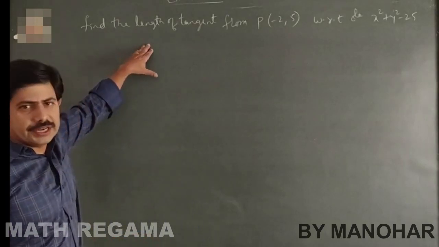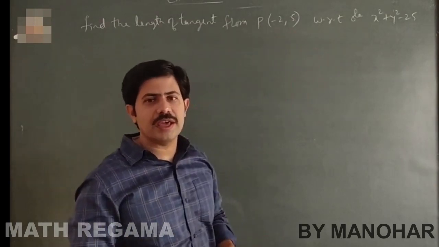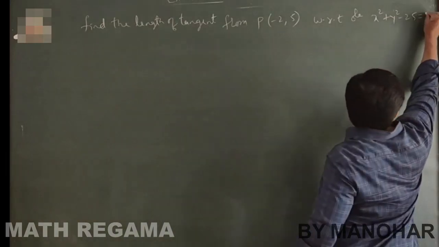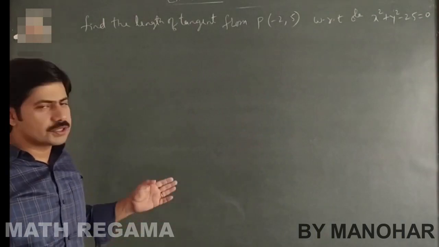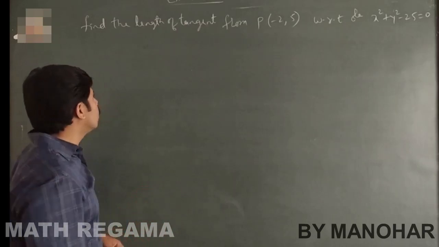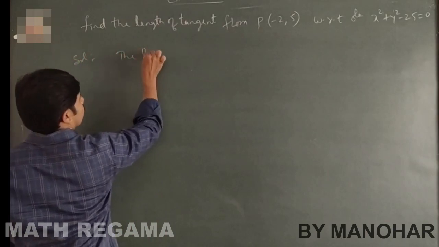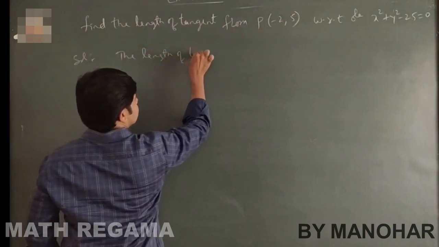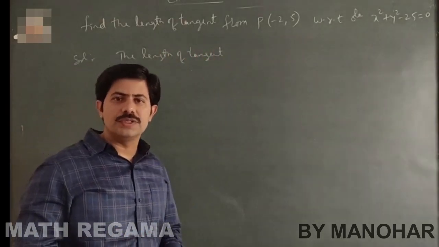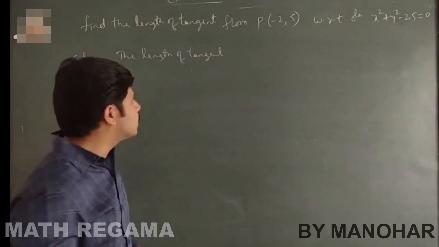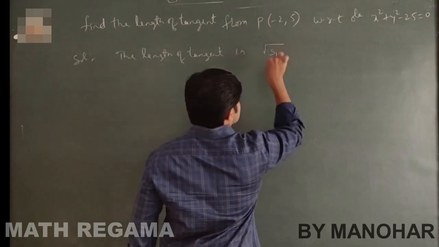Next question. Find the length of tangent from (-2, 5) with respect to the circle x² + y² - 25 = 0. Find the length of tangent to the circle x² + y² - 25 = 0 with respect to the point (-2, 5). So the length of tangent with respect to the circle S = 0 at (x1, y1) is the square root of S11.